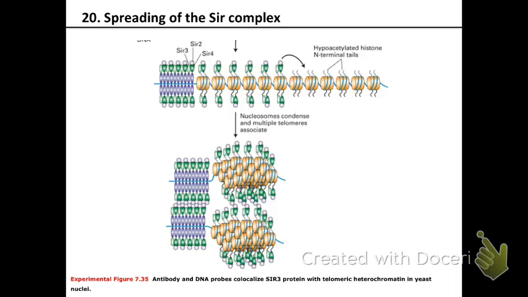Okay? So now, when SIR2 removes the acetyl groups from the tails, the SIR3 and SIR4 say, oh, that's good, now I can go and bind to it, right? And they go and bind to it. They also have the same type of property as HP1, in that they can interact with each other. So the more SIR3 and SIR4 you have, the more condensed your chromatin is going to be.